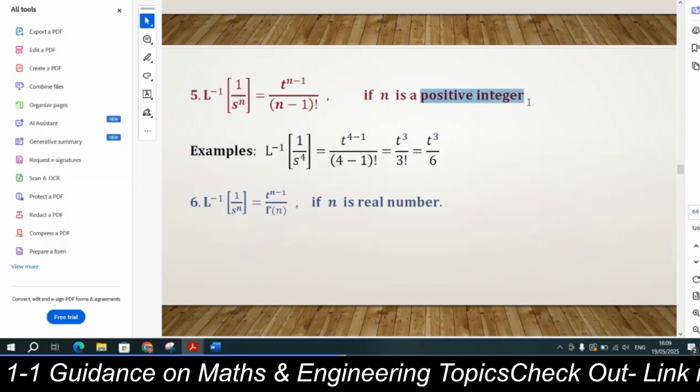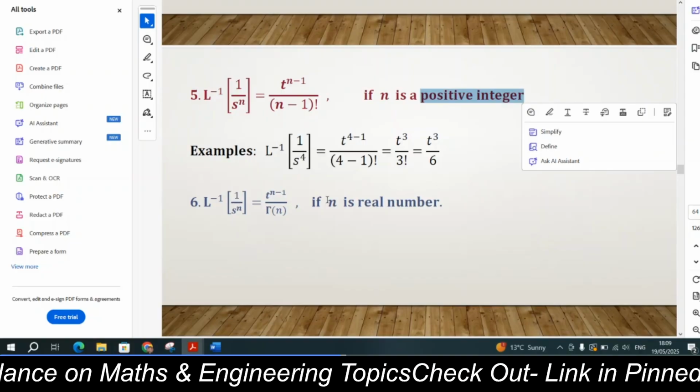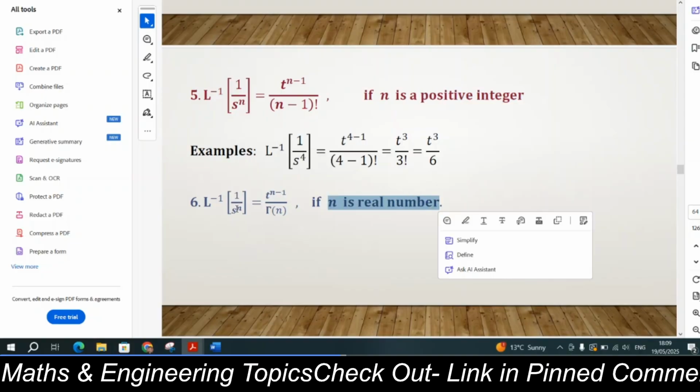And this is the example. S raised to 4, you do 4 minus 1 upon 4 minus 1 factorial. Therefore, t cube upon 3 factorial, t cube by 6.